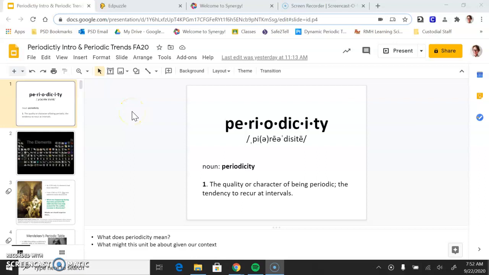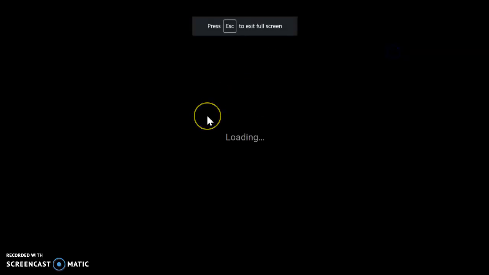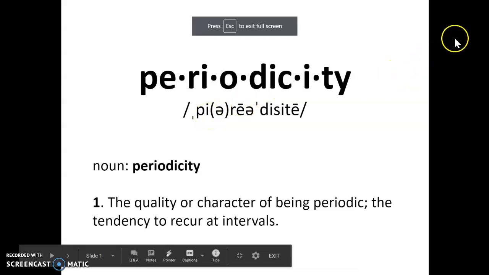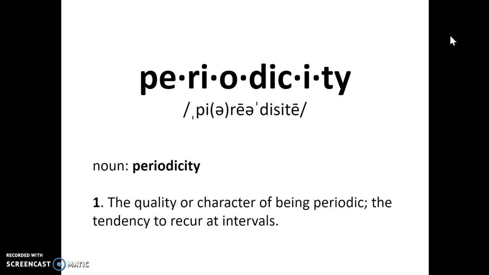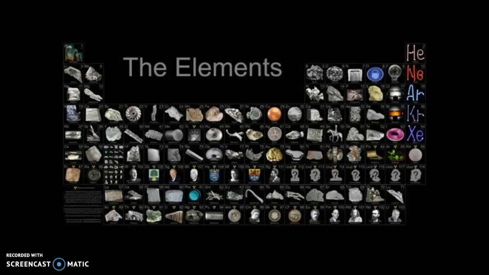We're going to talk about the periodic table today, and the name of this unit will be periodicity. Periodicity really just refers to the quality of being periodic, which is just the tendency to reoccur at intervals. So it implies that there are some patterns, and it implies that things are occurring over and over again. And the periodic table is very much an example of this.